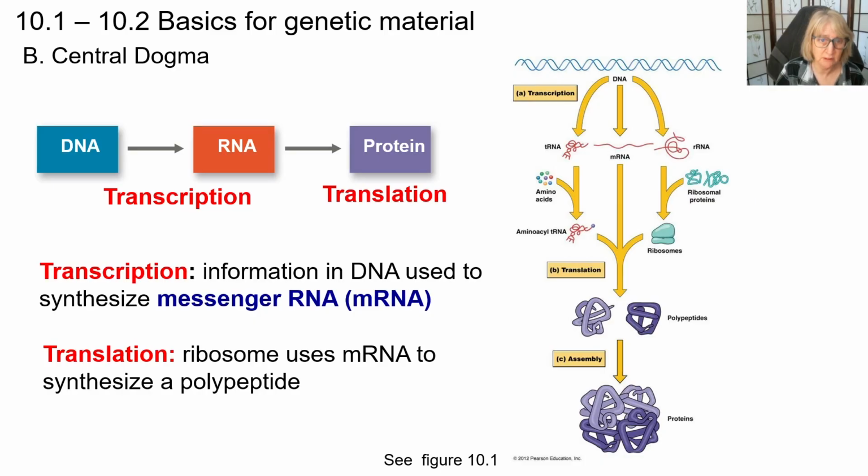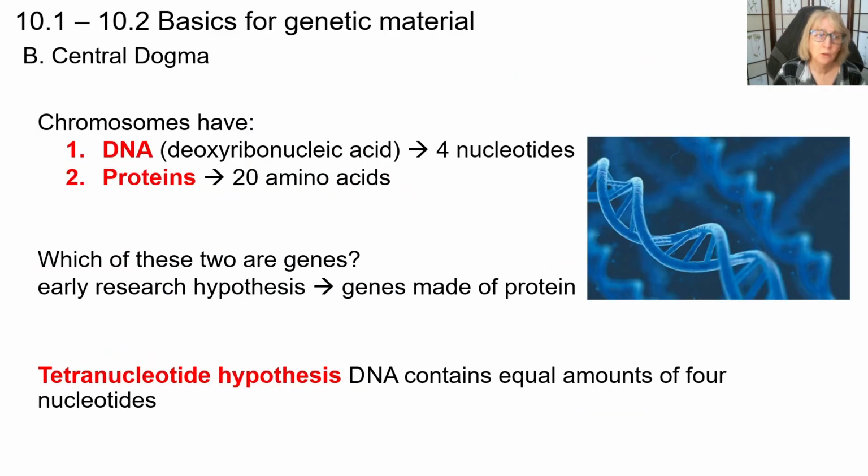transcription and translation. Chromosomes have DNA, and we've talked about this all along. We know that the genetic material is on a chromosome because of work that Morgan and his cohort of researchers did. We know that DNA is actually a type of molecule called deoxyribonucleic acid, and it's made up of 4 basic nucleotides. Proteins, we also know, are important in expression of those genes.